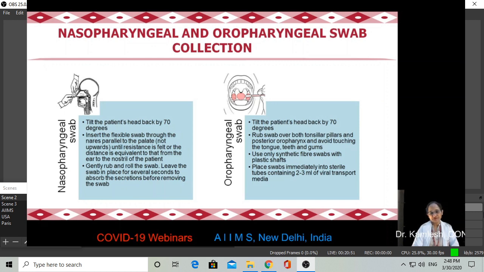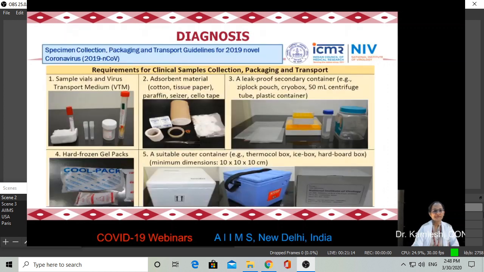For oropharyngeal swab, tilt the patient's head back by 70 degrees. Rub swab over both tonsillar pillars and posterior oropharynx and avoid touching the tongue, teeth and gums. Use only synthetic fiber swabs with plastic shafts. Place swabs immediately into sterile tubes containing 2 to 3 ml of the viral transport media.